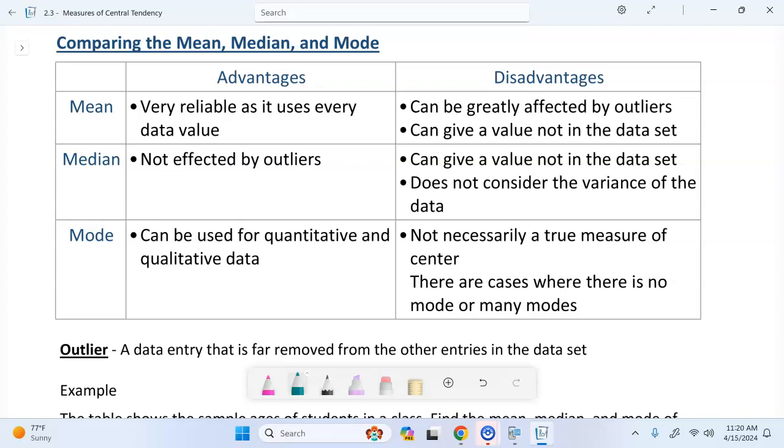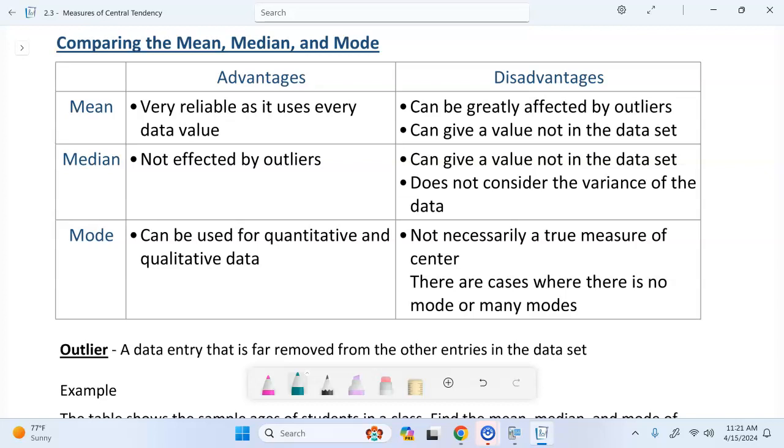Mean is often the most reliable because it uses every data value. It takes every single point into consideration. It doesn't leave any of them out. Median only considers one or two numbers, the numbers in the middle. The other numbers have no impact on what the median is. Mode only considers the numbers that show up most often. Those numbers may or may not be in the middle.